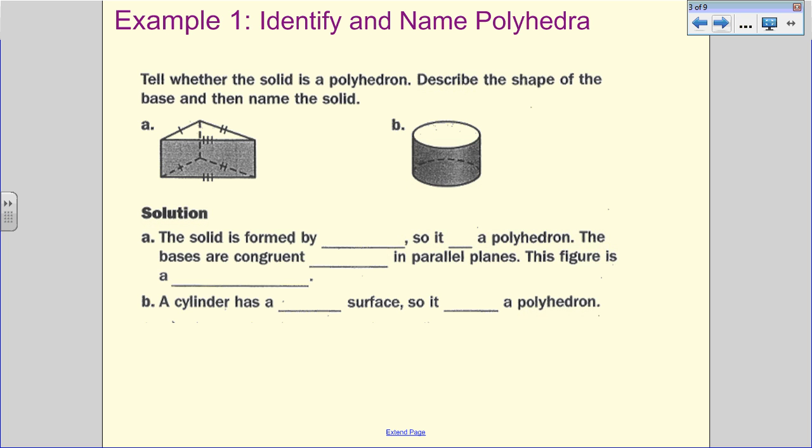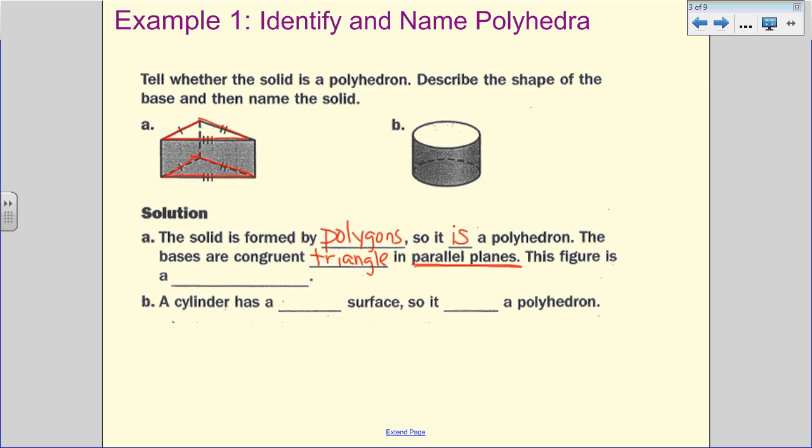So the solid in A is formed by polygons. All of those are either rectangles or triangles. And because all of the sides are formed by polygons, it is a polyhedron. So we're taking that polygon, stretching it to three dimensions and calling it a polyhedron. The bases are what we would call congruent triangles. We have a triangle here at the top, a triangle here at the bottom. And the bases are parallel.